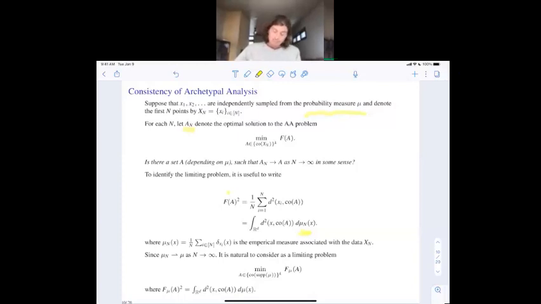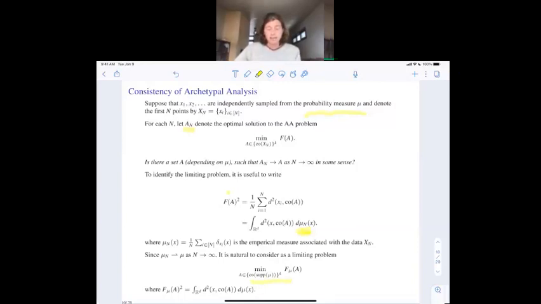And since the empirical measure weakly converges to the probability measure mu as n goes to infinity, it's natural to consider the limiting problem where I just replace in the objective function the empirical measure by mu. So this is going to define the solution to this optimization problem here. This is going to define my object that I'm going to converge to.